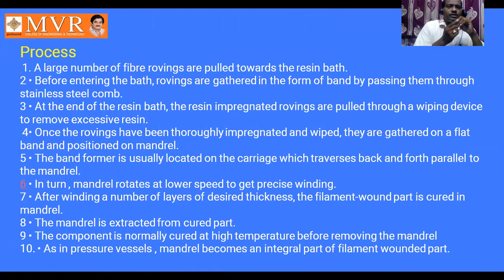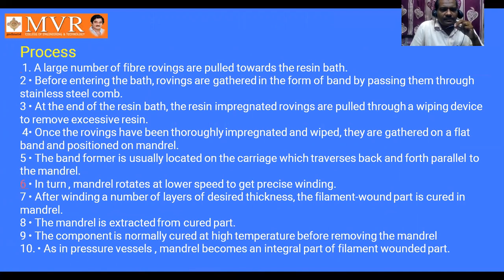The procedure or process for this filament winding: a large number of fiber rovings are pulled towards the resin bath. Now we are discussing the step-by-step process. First we need a large number of roving bars, with a provision to be pulled into a resin bath. Before entering the bath, rovings are gathered in the form of a band. That means all three are combined by passing them through a stainless steel comb, such that they form a single entity.